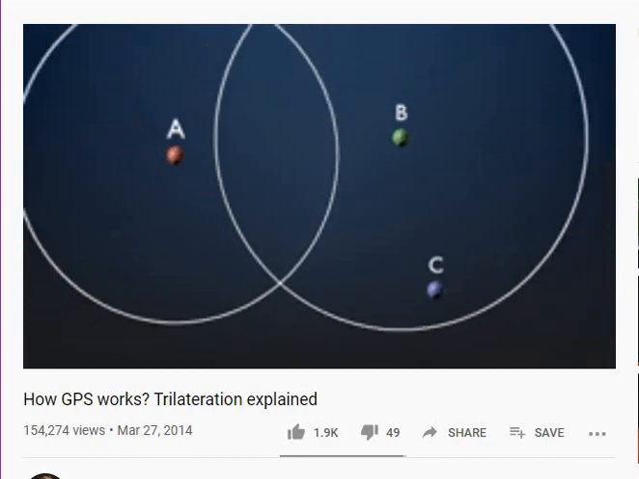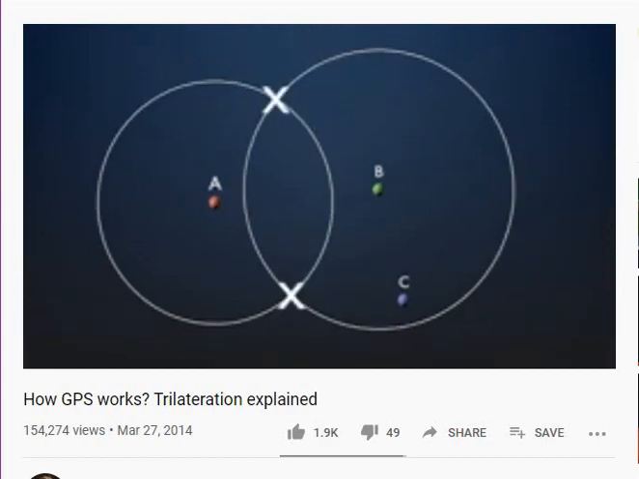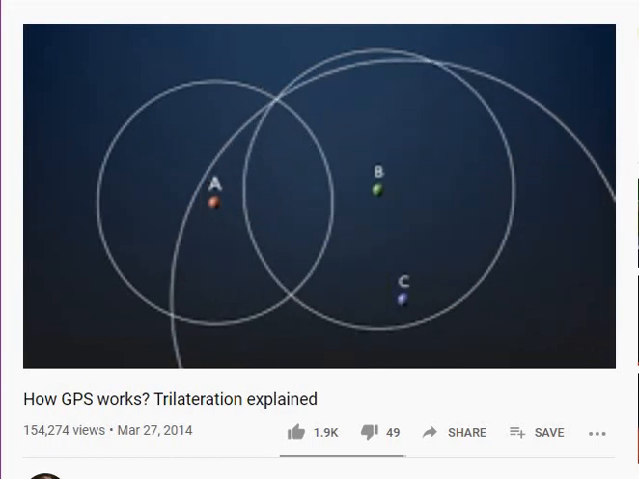Now, the circles intersect in two points. This means that our lost traveler can be at either of these points. We're still not sure where exactly, but the third satellite, named C, should provide us with an answer. We're measuring the distance to the GPS receiver, and here we are.